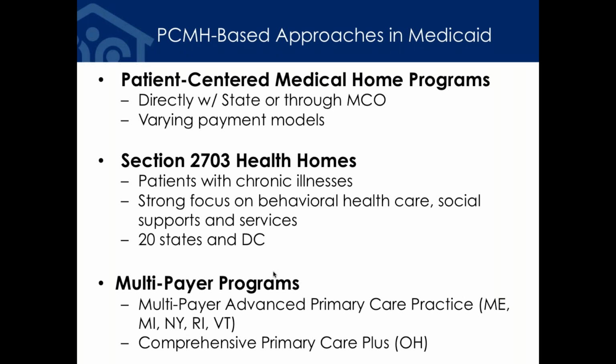Two that have a more formal recognition. First is the Section 2703 health homes. This program is really targeted at patients who have chronic conditions. So specifically, those have 2 or more chronic conditions, maybe have a chronic condition or are at risk for a second one, or have a serious and persistent mental health condition along with a chronic condition. So states have the opportunity to use their already existing models within Medicaid to implement a health home program. And 20 states and DC have taken advantage of this.